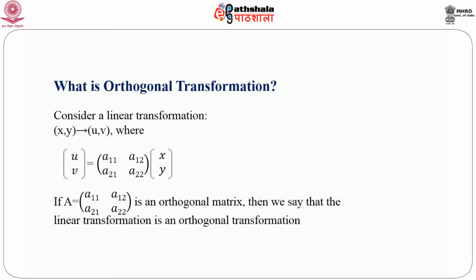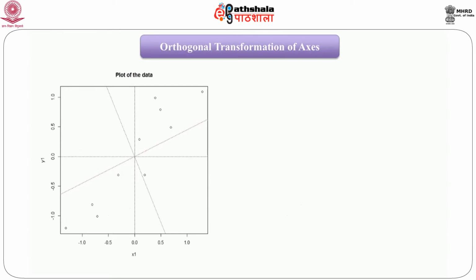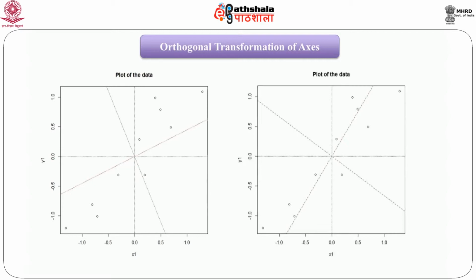Any linear transformation basically leads to a rotation of the axis. An orthogonal transformation also leads to a rotation of the axis, and an orthogonal transformation retains the orthogonality of the axis. So here is in particular one such orthogonal transformation of the axis. If we rotate the axis further, then we have another orthogonal transformation of the axis, which is given by this second plot. So this is all about orthogonal transformation.